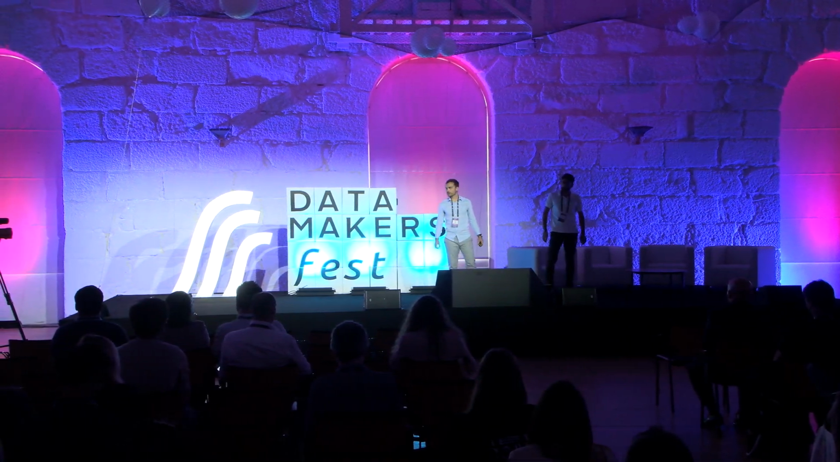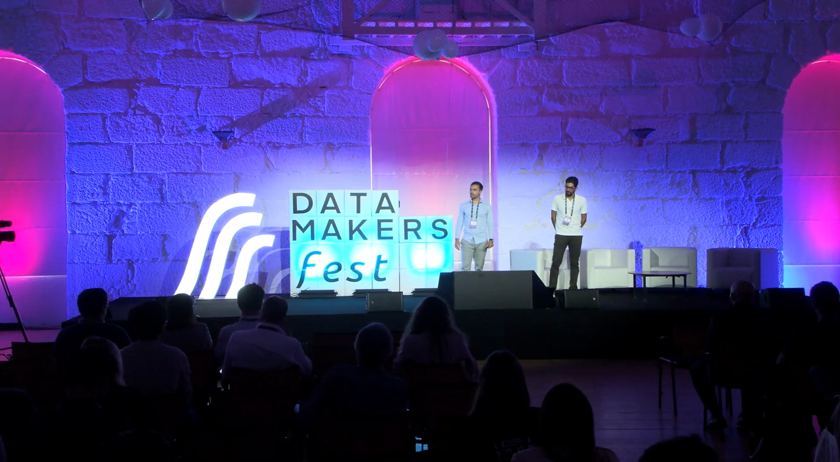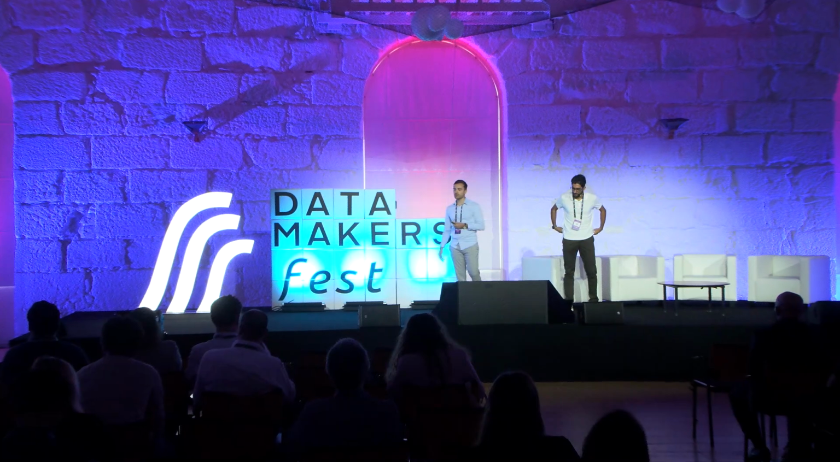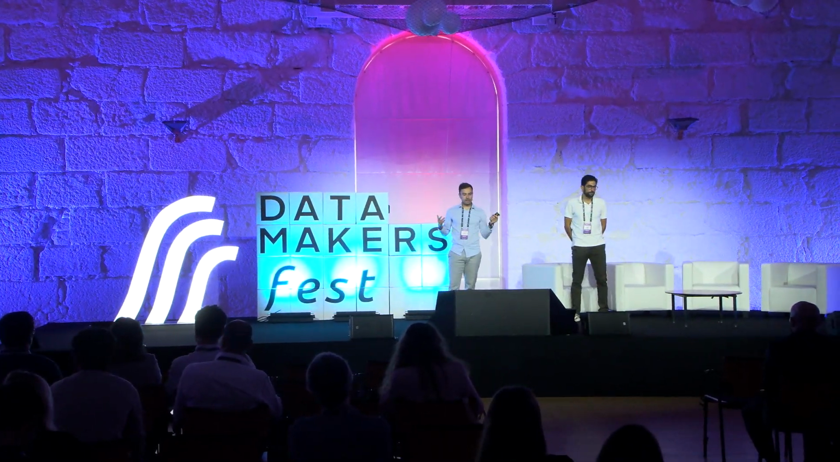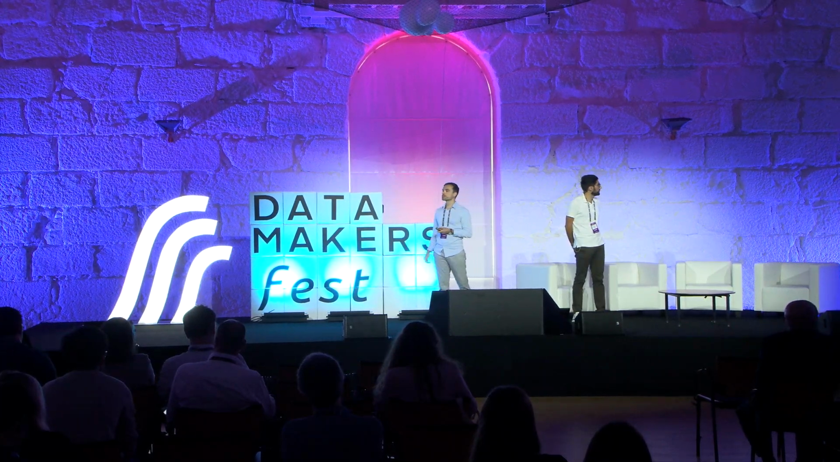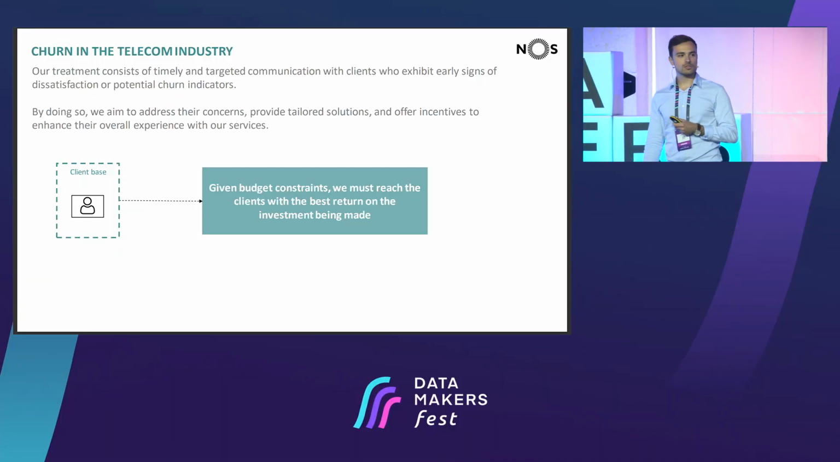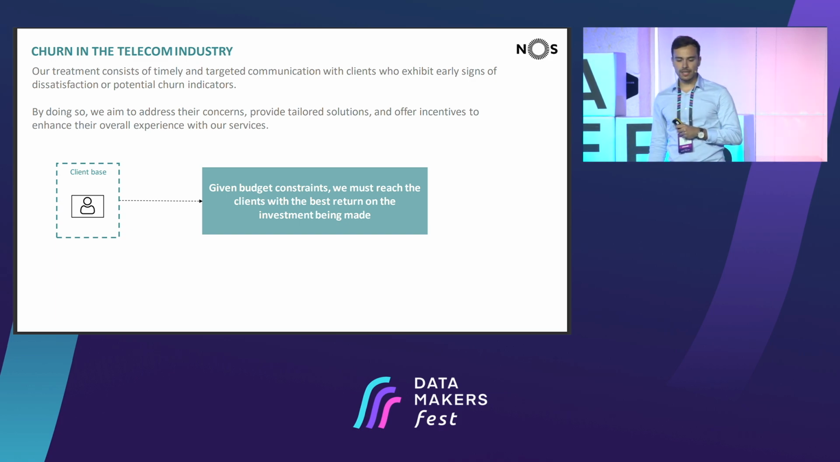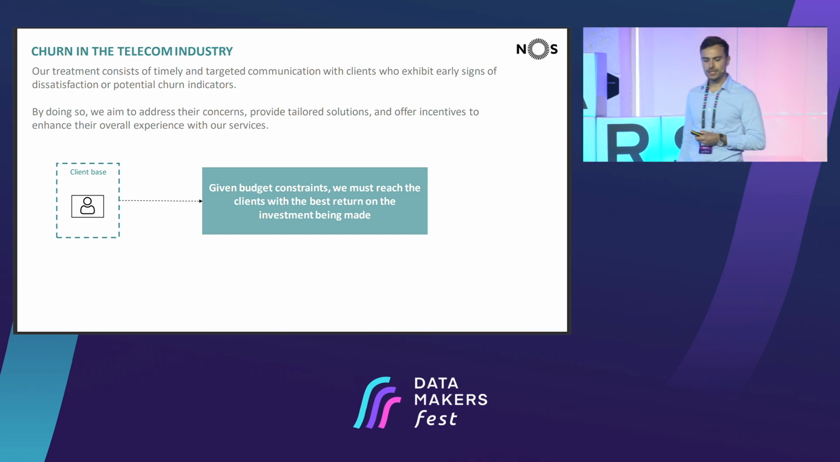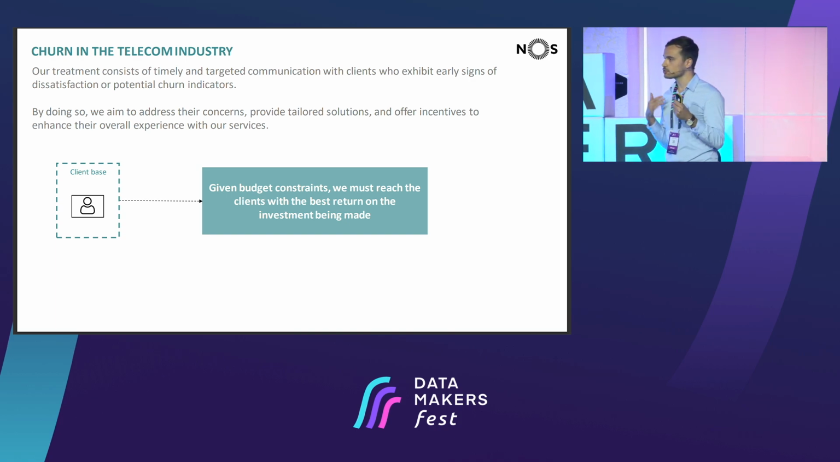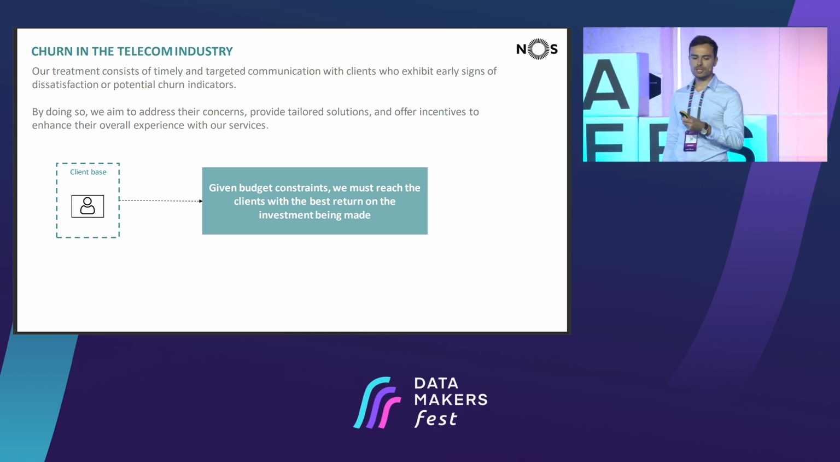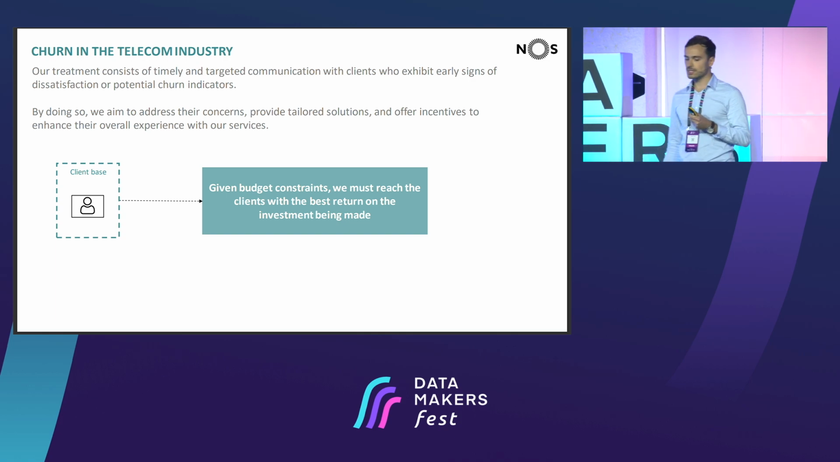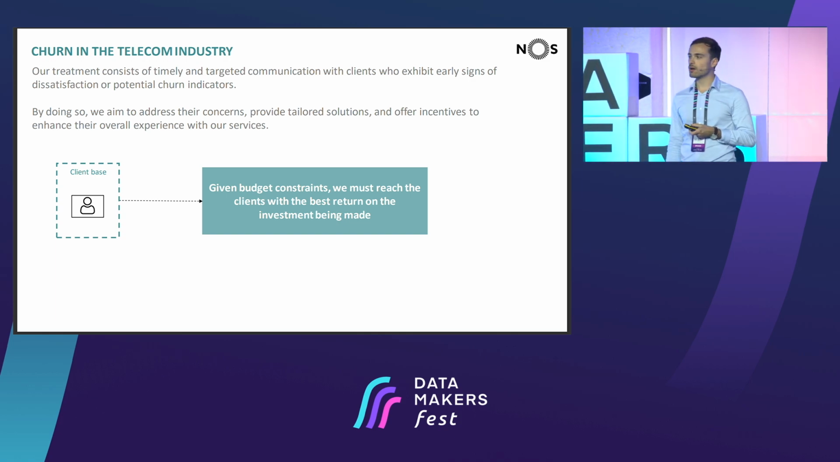So today we're going to talk about our quest to mitigate churn at NOS, in which our intervention consists of proactively reaching out to clients to do a personalized engagement, to design stronger customer relationships and keep them longer with us. One of our analytics processes consists of identifying which clients are the riskiest ones to leave the company. We do that by analyzing early signs of dissatisfaction and other potential churn indicators. By doing so, we want to do targeted communication in order to address their concerns, provide tailored solutions, and also offer incentives to enhance their overall experience with our services.